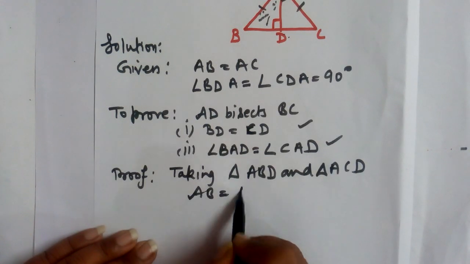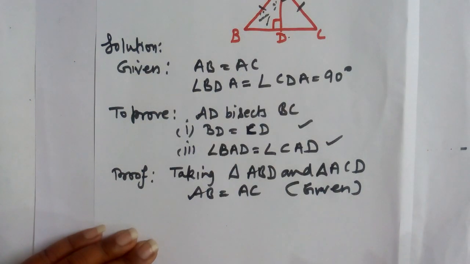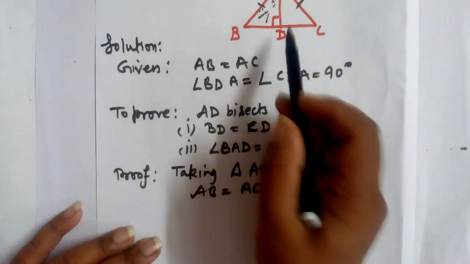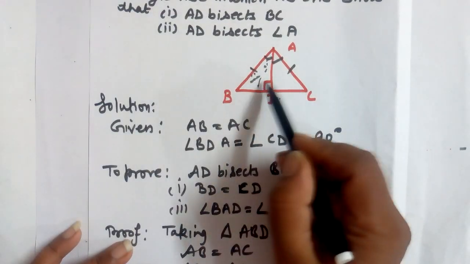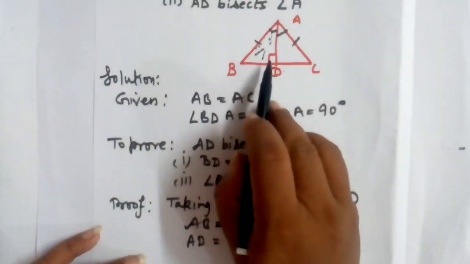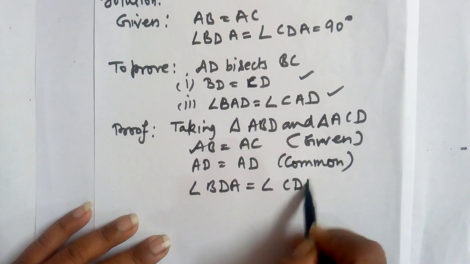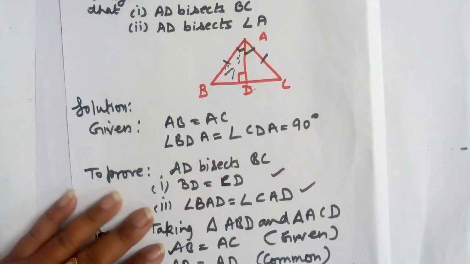AB is equal to AC, given. The reason is very important. In all my videos I always say please write the reason, that is very important, otherwise you will lose your marks. Now come to this. AD is equal to AD. We can see AD is common in both the triangles, so we write common. And angle BDA is equal to angle CDA, that is 90 degrees. It is also given.